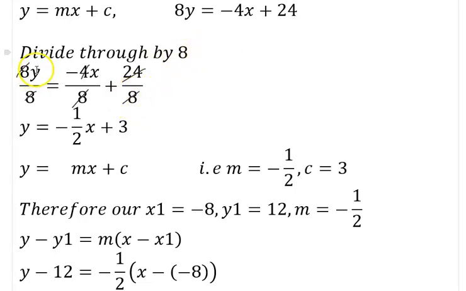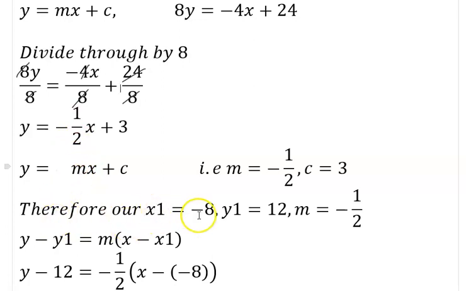So here we are left with y, and here we are left with minus 1 over 2 x, because 4 over 8 is 1 over 2, plus 3, since 24 divided by 8 gives us 3. So it's now looking like y equals mx plus c. They are looking alike now. So our m is now minus 1 over 2. Our c is 3, though we did not need c, we are actually looking for m.